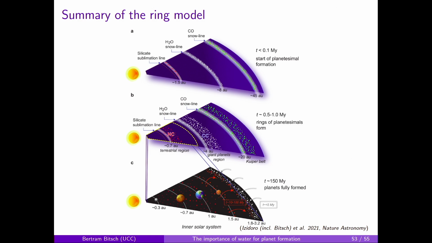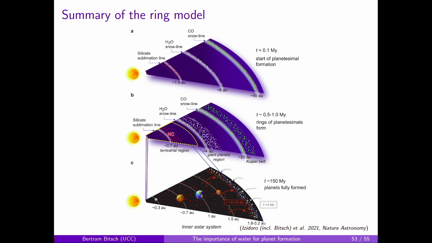Additionally, we can now put this together in a cartoon form. So we have our initial idea where we start our planetesimal formation at these different sublimation lines. So we have our silicate sublimation line, the water line, and our snow line.